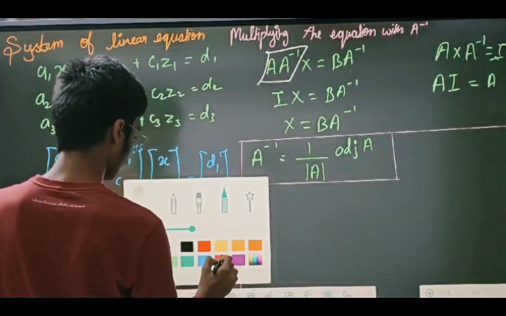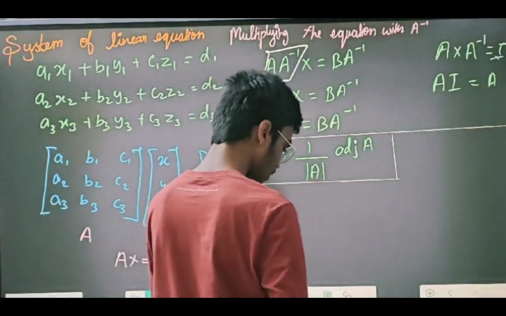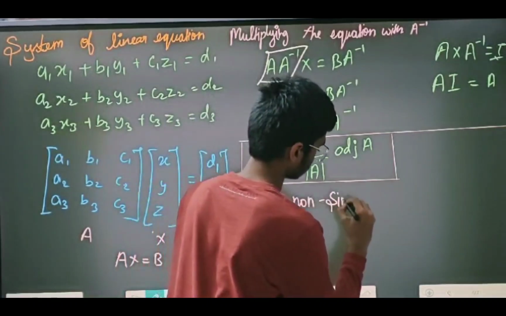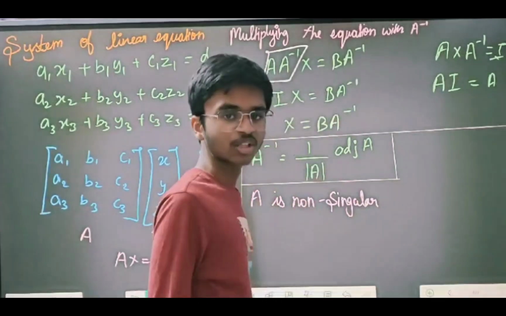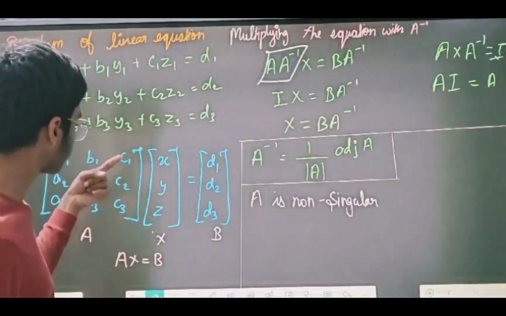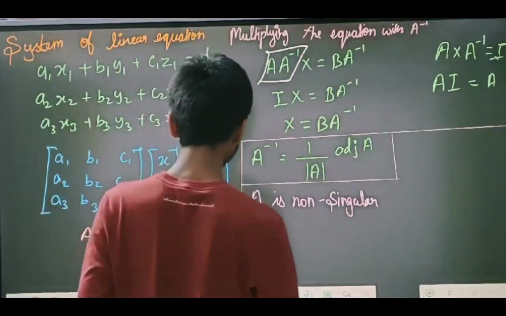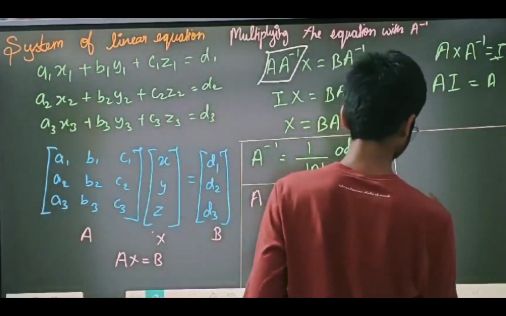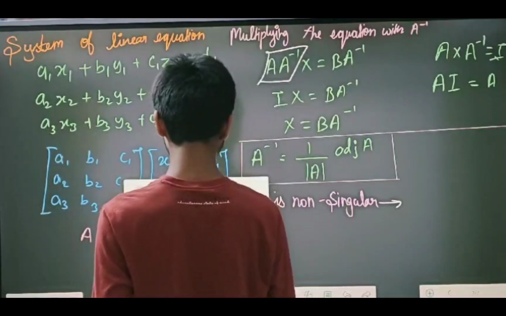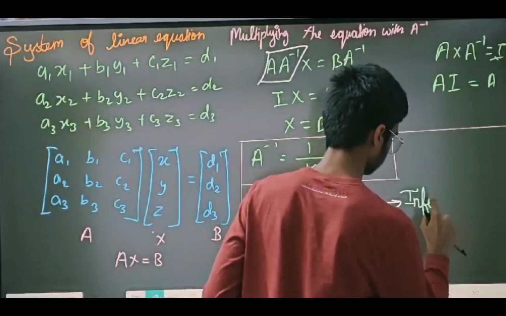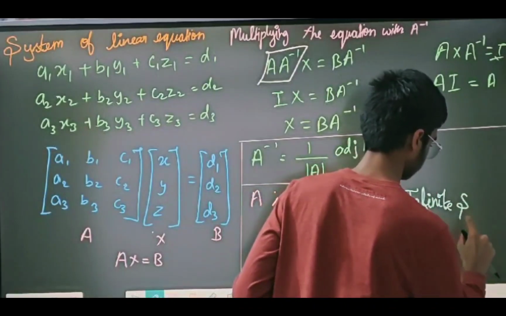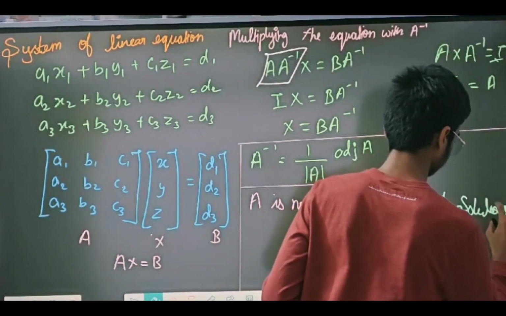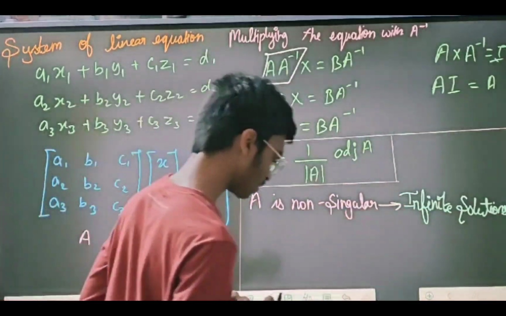Okay, so now coming to this concept. If the determinant of A is non-zero, that means if the A matrix is non-singular, then these three variables X, Y and Z can have infinite solutions.